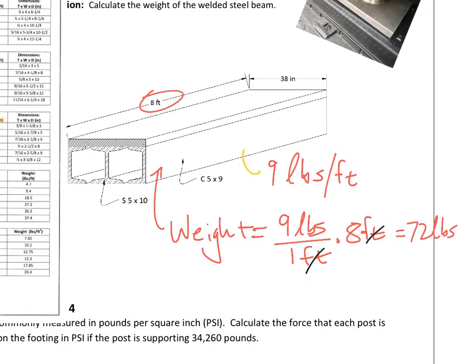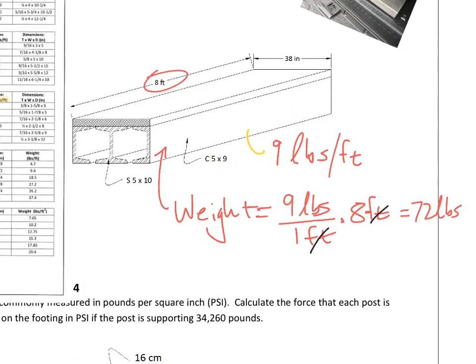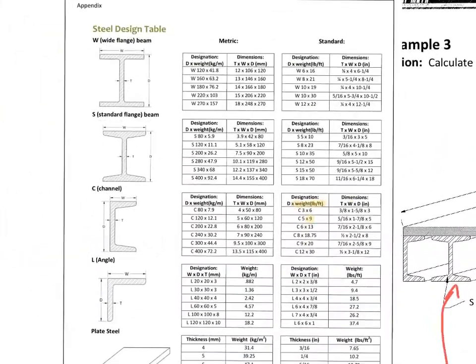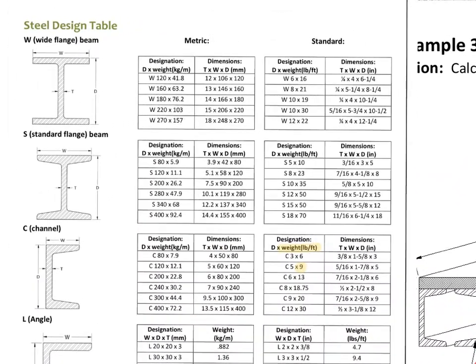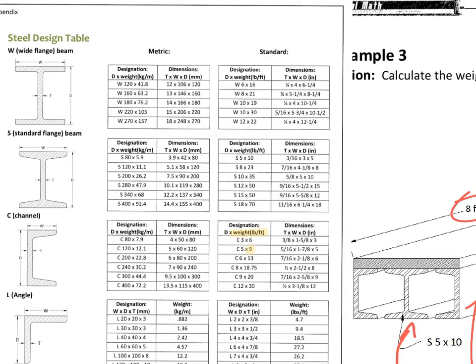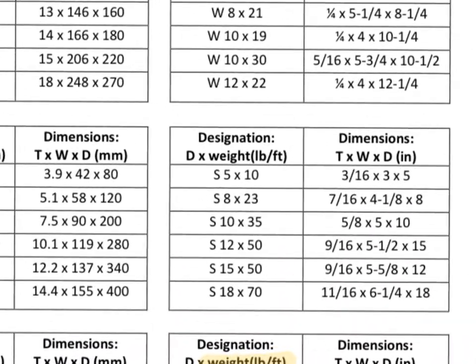Then we have this beam right here. This is an S beam, it's called, even though it looks like the letter I. But this is called an S beam. So S 5 by 10. Let's go look at that. Here's the standard flange, S beam. So S is standard flange. And we had, what do we say? We said a 5 by 10.